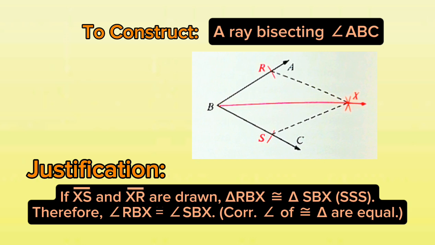For justification, if ray XS and ray XR are drawn, triangle RBX is congruent to triangle SBX. Therefore, angle RBX is equal to angle SBX.